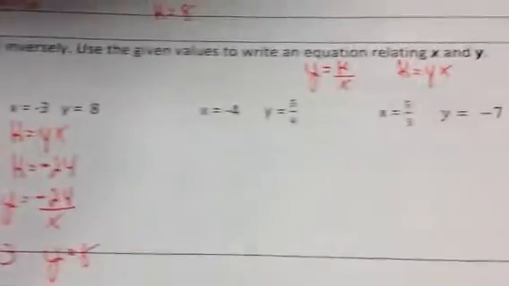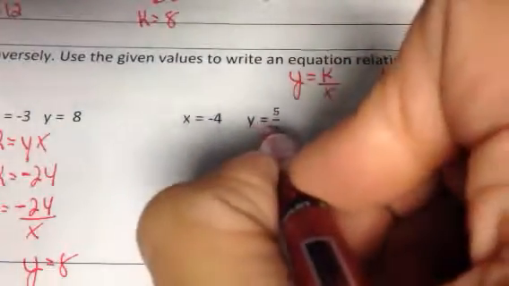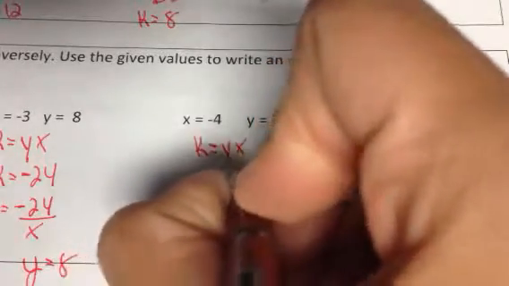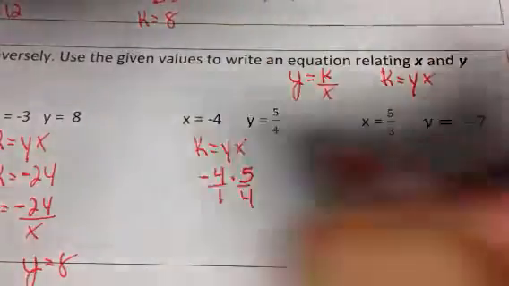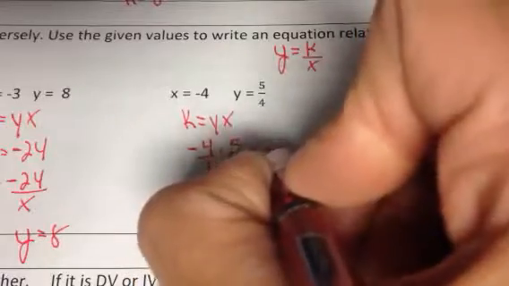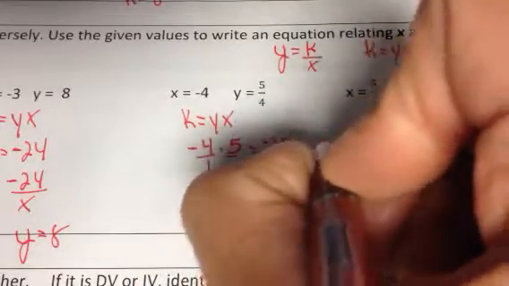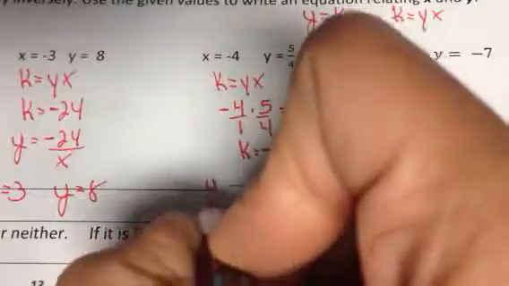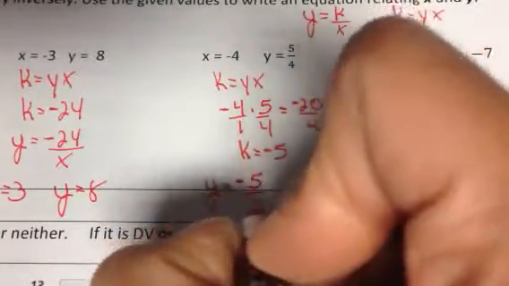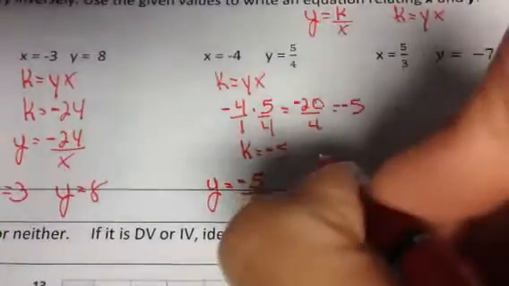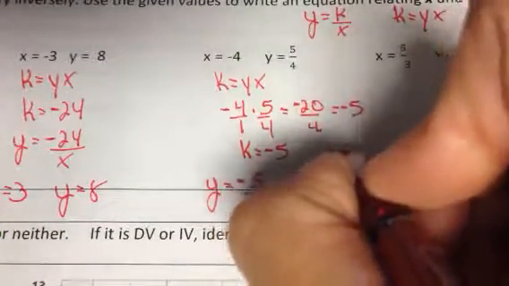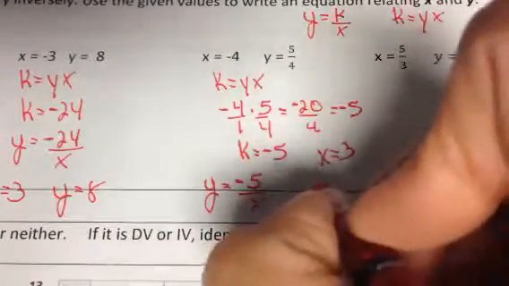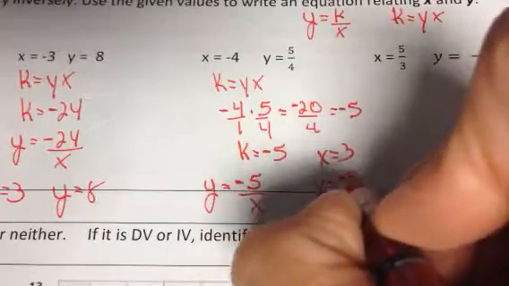All right, so if x equals negative 4 and y equals 5/4. So again, I want to multiply them. So if you take negative 4 times 5/4, you'll be multiplying fractions in a little while. You're going to get negative 20 over 4, which is negative 5. So now that you know k is negative 5, you can write your equation. And then if x equals 3, and I put 3 in there, then my y is negative 5/3.